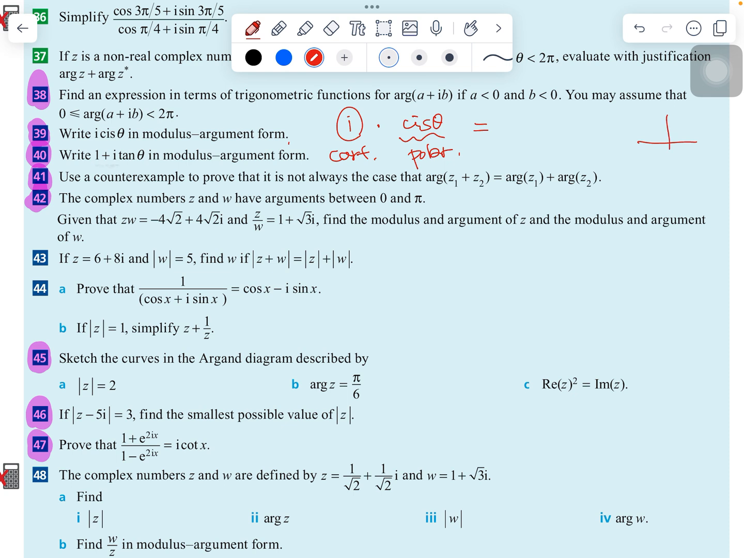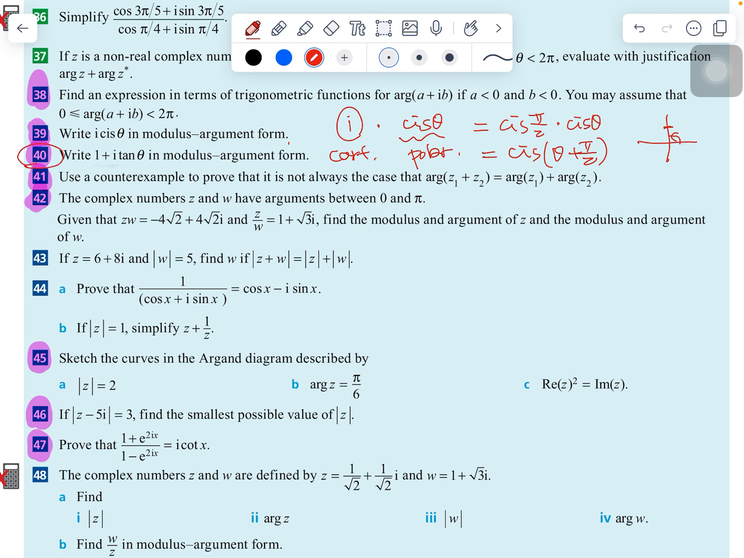i, Cartesian, is 0,1, which has the modulus of 1 and argument of pi over 2. So i is cis pi over 2 times cis theta. So simply, we can add the argument. So this is the answer of 39.